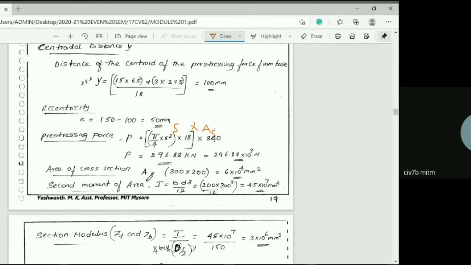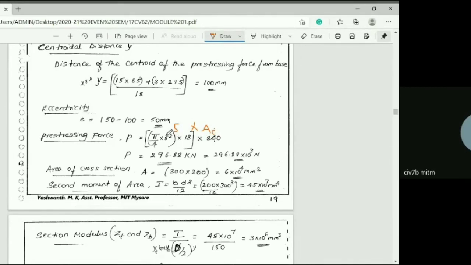Please note down this. There is a lot of difference between the area of cable and the area of section. In a hurry, you may substitute the area of section. So please note this: whenever you calculate the pre-stressing force, it is nothing but stress multiplied by the area of cable. So what is that stress? The stress is already given, 840 Newton per millimeter square, multiplied by the area of the cable.